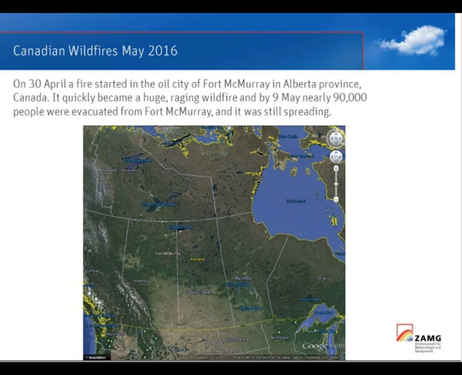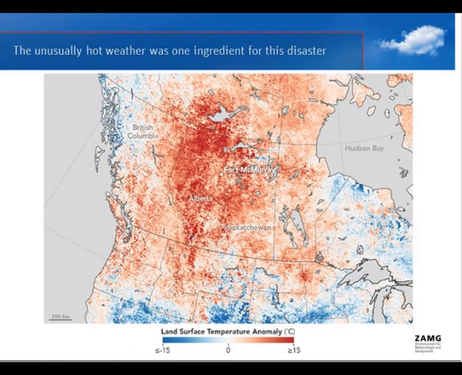This is a map of Canada from Google Earth. And I take my pointer. Fort McMurray is here. So it's in the middle of Canada. It's in the forest region. It's quite far north. And there were really big fires at the end of April and early May. And many people had been evacuated from this region. So the next slide gives us information on why the fires broke out at that time of the year and in this region.